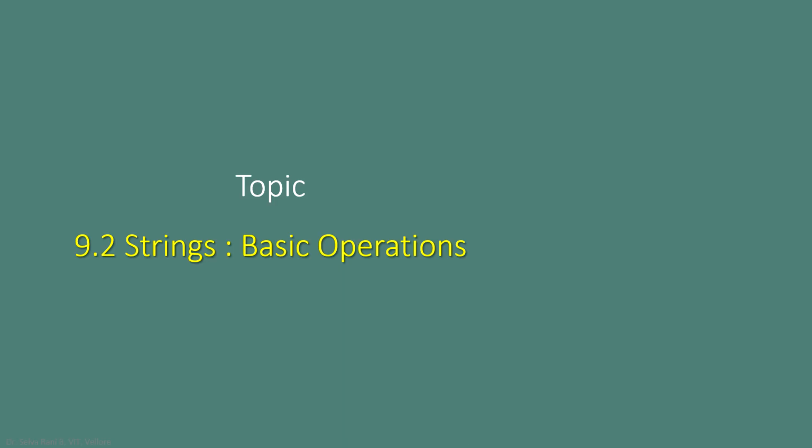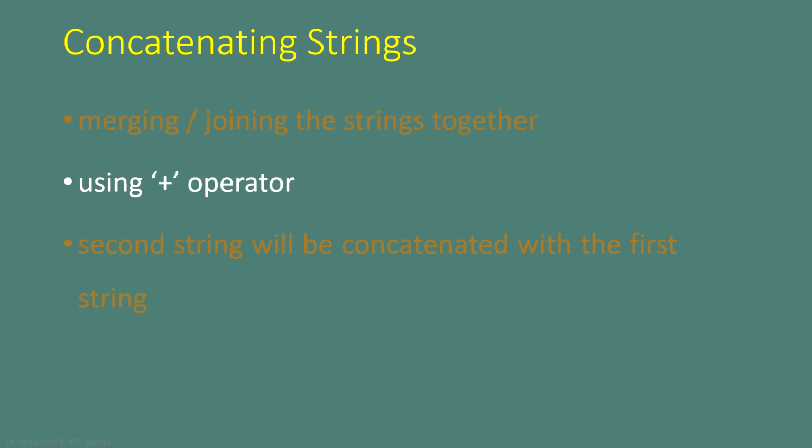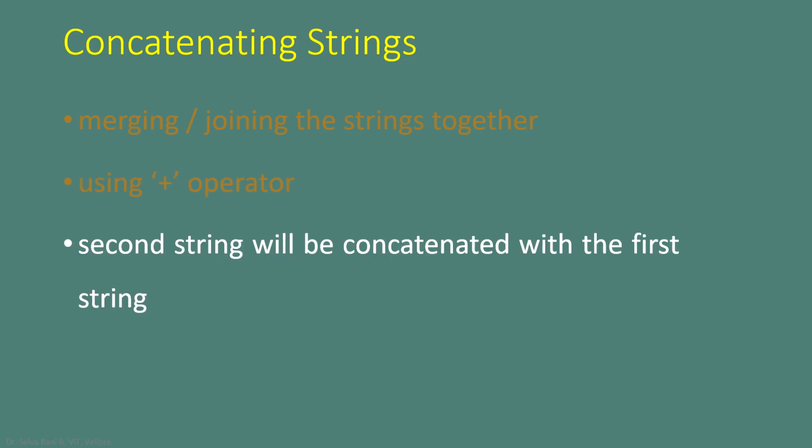In this session, we are going to learn about some basic operations on strings. First one, concatenating strings. Concatenation means merging or joining the strings together. This can be easily done with the help of plus operator. If we concatenate two strings with the help of plus operator, the second string will be joined or concatenated with the first string.